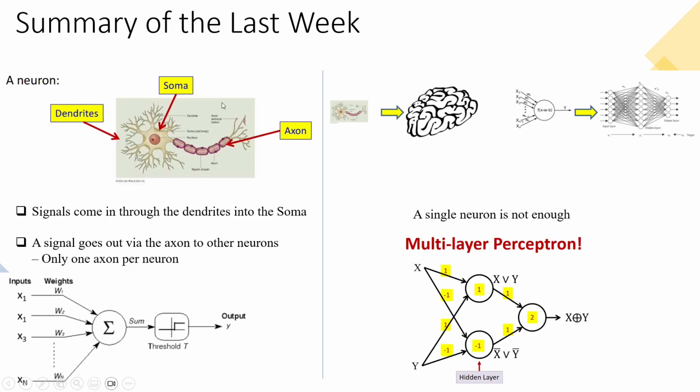And this is basically the biological motivation of a neuron. We said the centroid or the center of the neuron was called soma. The dendrites are the incoming signals, and the axon was the outgoing signal. So we have three parts: the incoming signals, the outgoing signal, and the center part, which processes the incoming signal and decides on the outgoing signal.